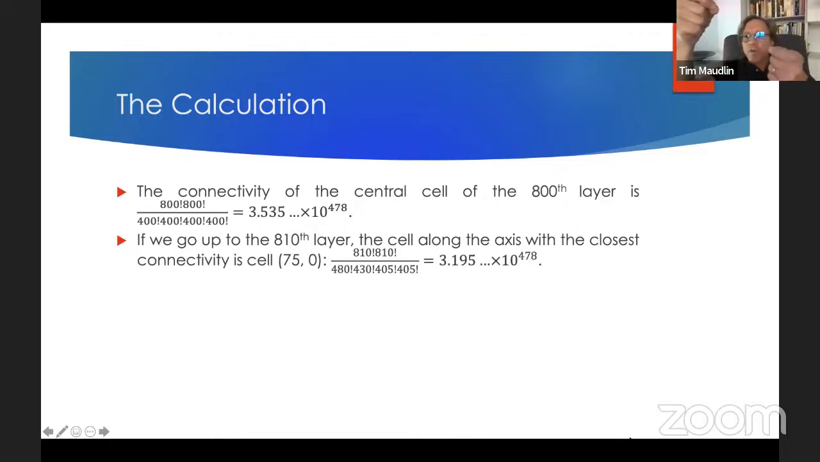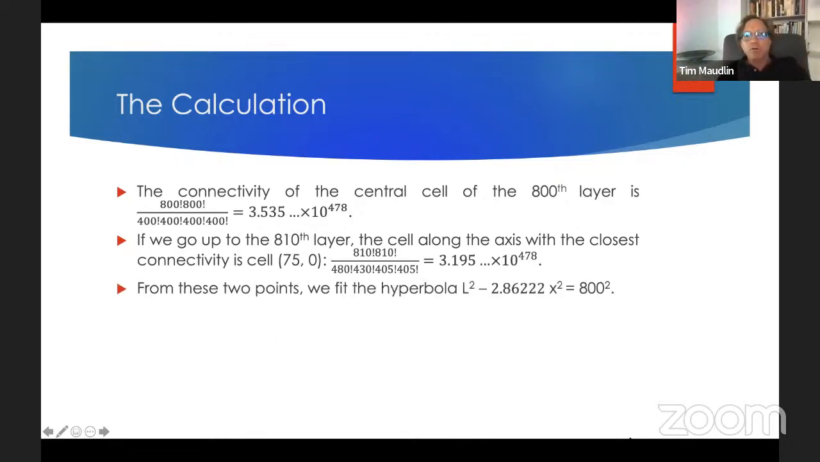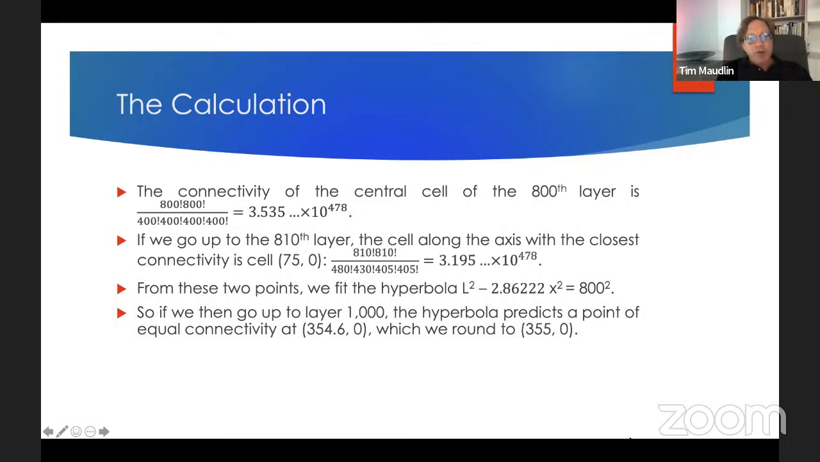So now I have 2 points. Now I'm going to fit those to a hyperbola, which, the best fit is this number here that I'm giving you. And I'm going to use that hyperbola to make a prediction for 1,000 layers, right? To go up another 190 layers. And so if I use the hyperbola, the prediction would be 354.60, which we need to round to an integer. So we'll round it to 355. And now let's do the exact calculation. Again, something times 10 to the 478th. So this hyperbola is a really good approximation that's giving you equal degrees of temporal connectability in this discrete structure.